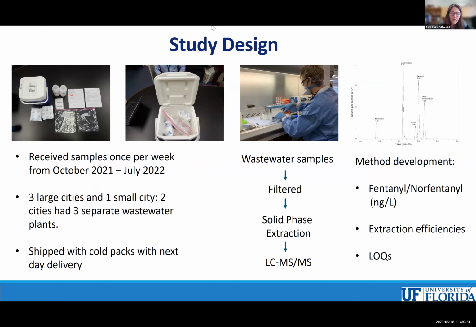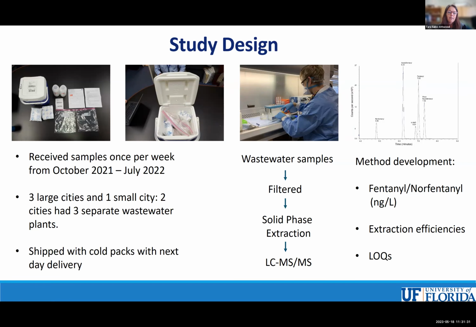And so here's part of our study design. We actually received samples once per week for 9 months from October 2021 to July 2022 from 3 large US cities and 1 small city, so 4 cities that we partnered with. 2 of those cities actually had 3 separate wastewater treatment plants. And so that allowed us to look at different areas or regions within a given city. And so we would send out these coolers and they would be returned with about 1 liter of wastewater on ice, and then we would process those.